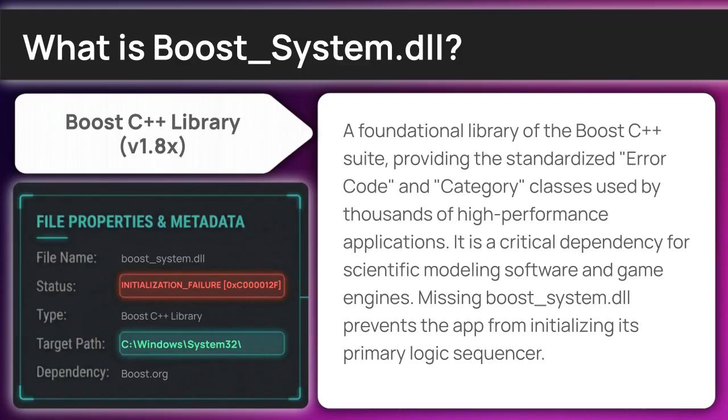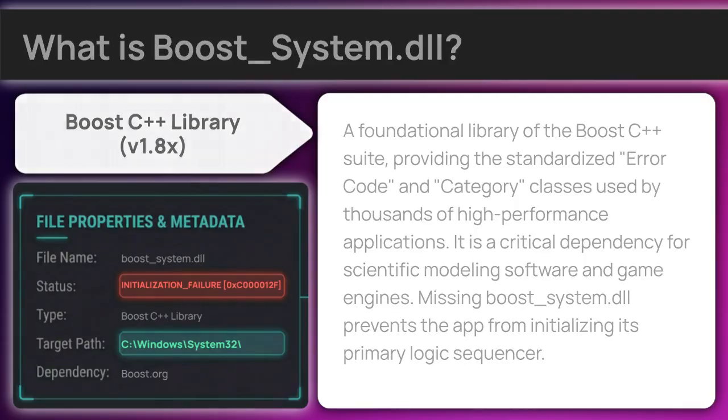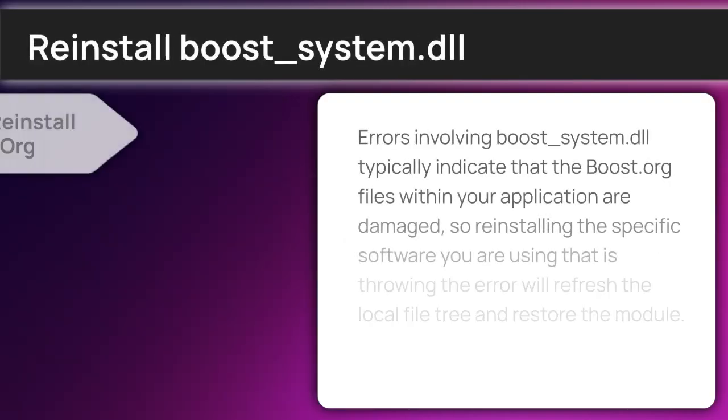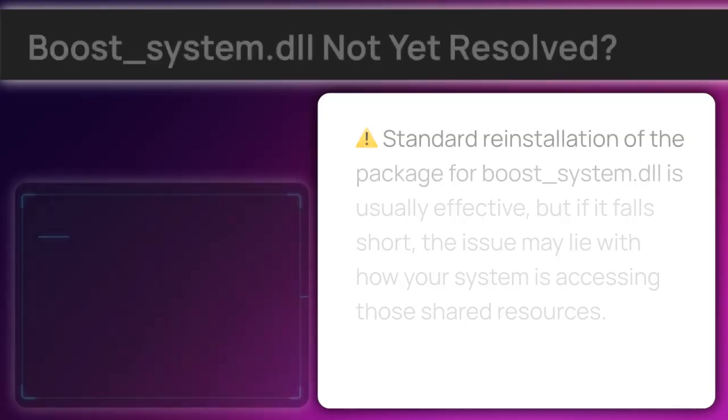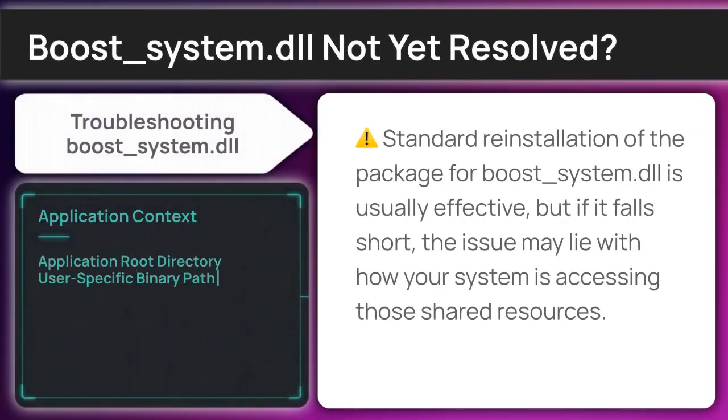Now let's apply the fix by reinstalling the shared system library. Errors involving Boost System Library DLL typically indicate that the boost.org files within your application are damaged, so reinstalling the specific software you are using that is throwing the error will refresh the local file tree and restore the module. Persistence of this error after a clean reinstall suggests that the issue may reside within the current user session's initialization.